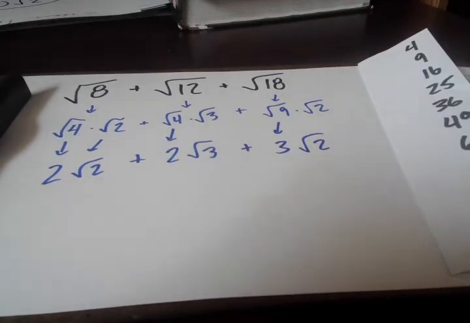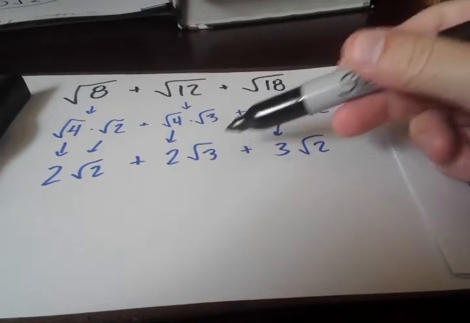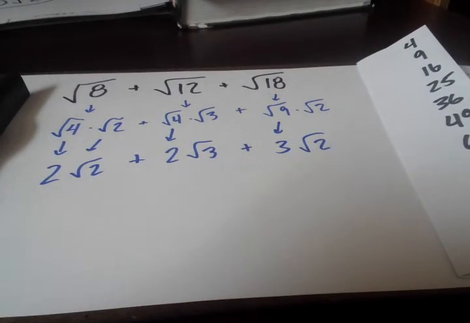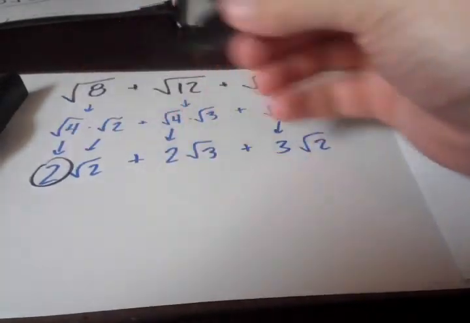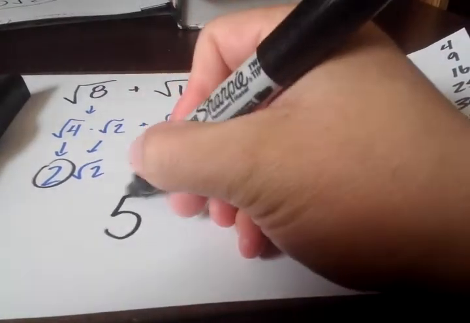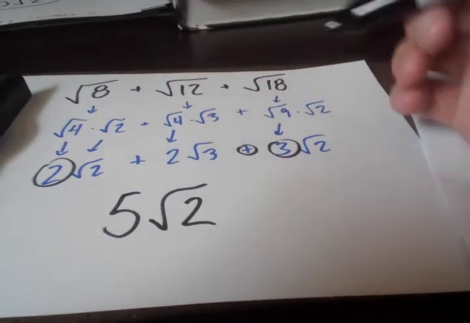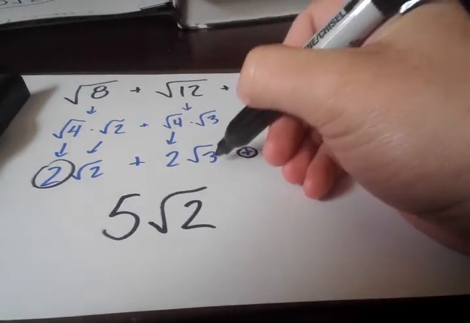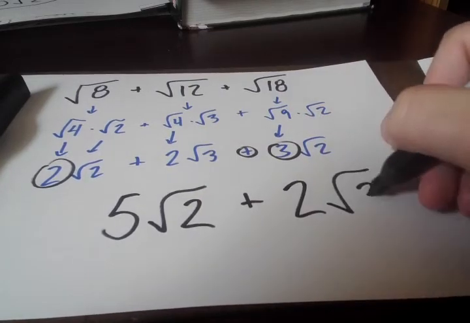Okay, so I chose this problem because now, if you notice, we've simplified everything, but we still have different radicals, right? We have a square root of 2 and a square root of 3. Those are different, right? So we can only combine the ones that are the same. So I have a 2 plus a 3. 2 plus 3 is 5. So it's 5 radical 2, right? Remember, the inside does not change when we add. And since this is a radical 3, we're just going to write it plus 2 radical 3.